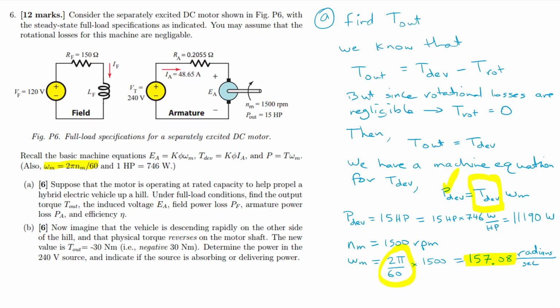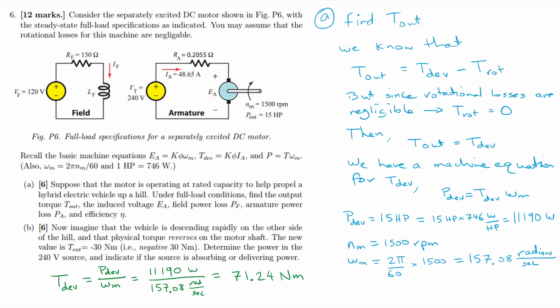Because we know Pdev and we know the rotational speed. So down here, we're solving for the developed torque. That's the output torque. And so it's just 11,190 watts divided by 157.08 radians per second, and that gives us 71.24 Newton meters. And that is our answer.